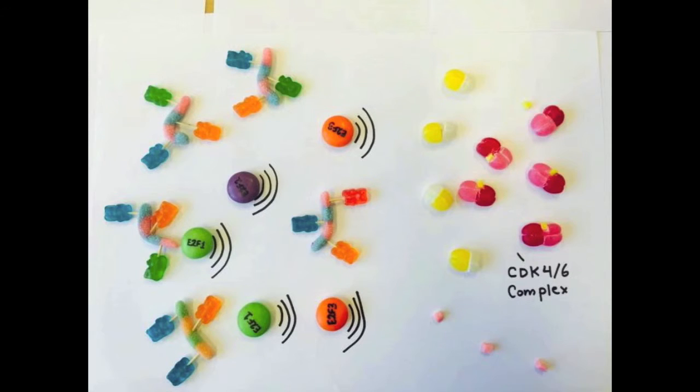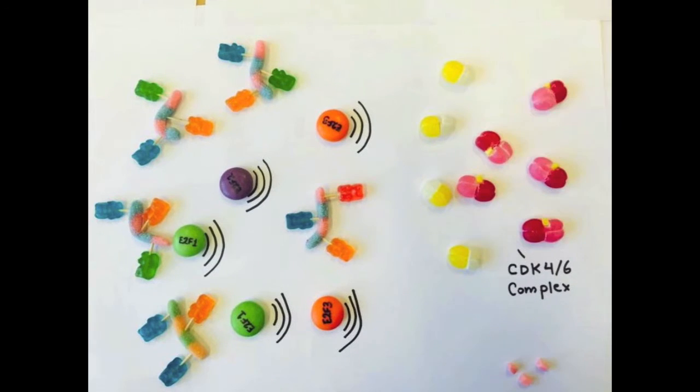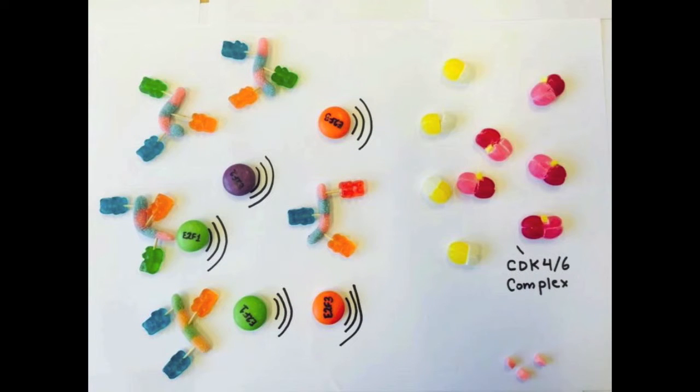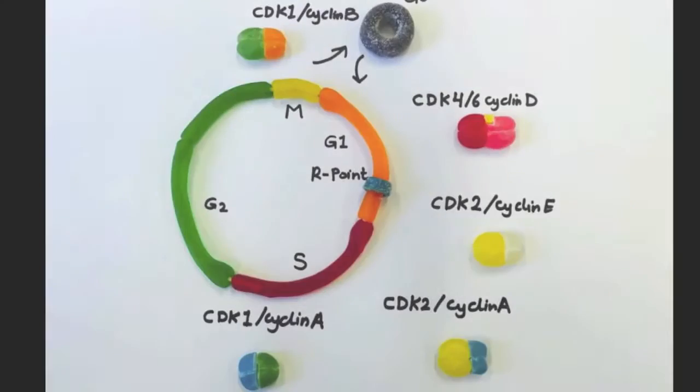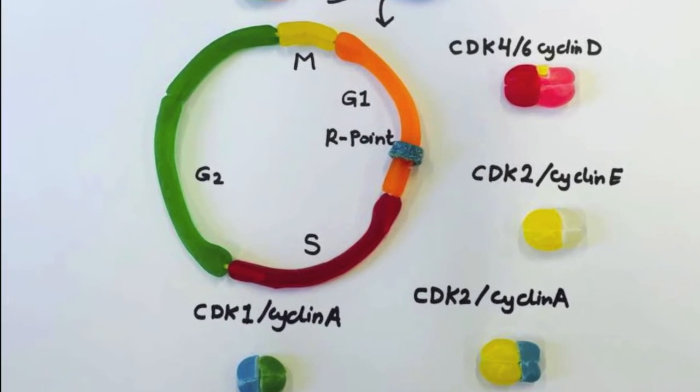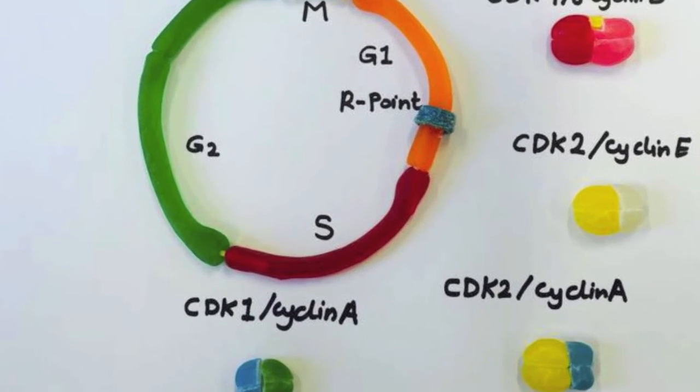With P21 and P27 removed, the CDK2 cyclin E complex is now active and phosphorylates the excess inhibitors, making them target for ubiquitination. At this point, the cell will progress to S phase. Let us now take a closer look.